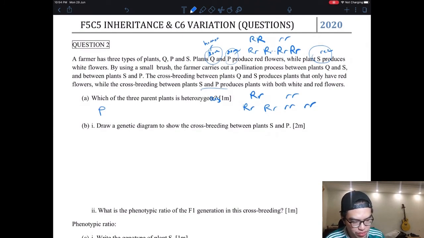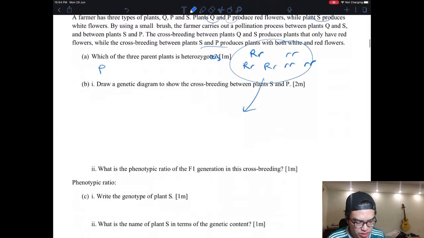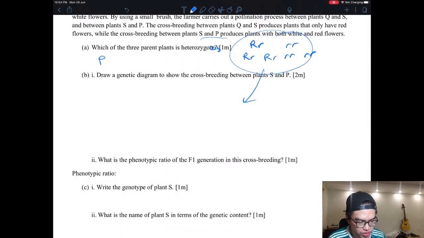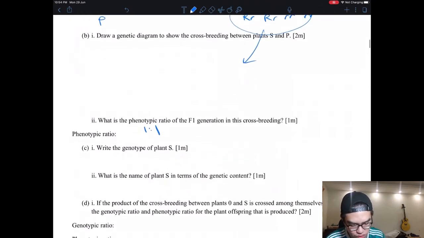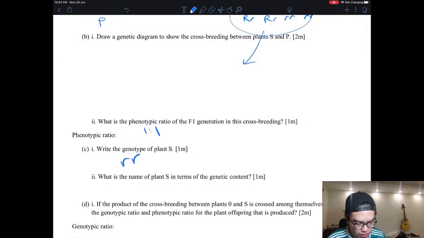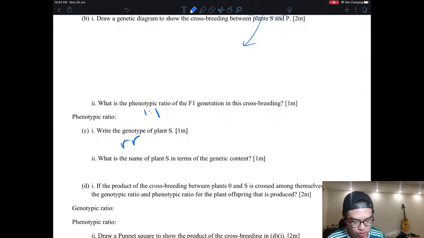Draw a genetic diagram to show S and P. Basically this one. What is the phenotypic ratio of the F1 generation? It's 1 to 1. Write the genotype for plant S. Of course, it's small r. What is the name of plant S in terms of genetic content? This is homozygous recessive.